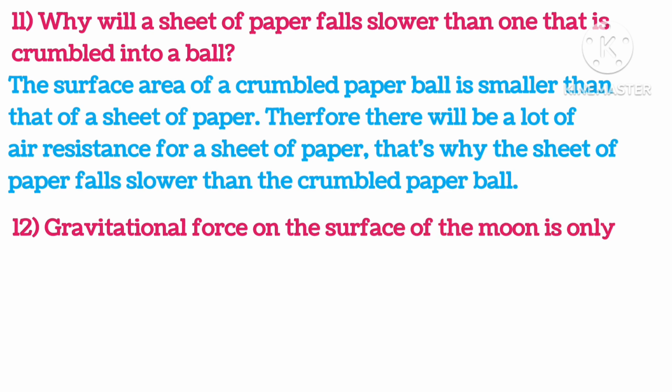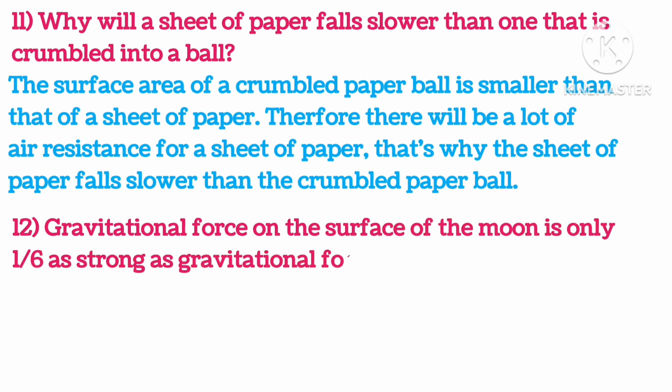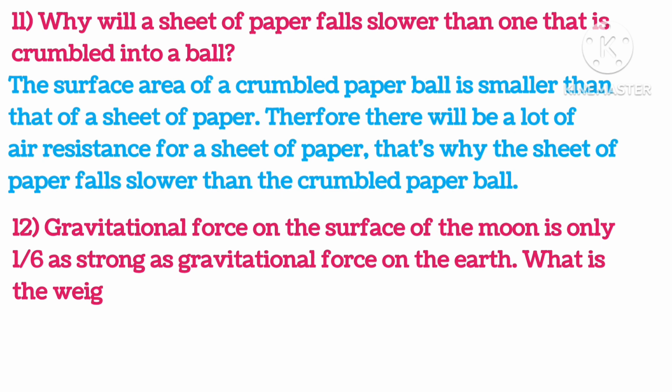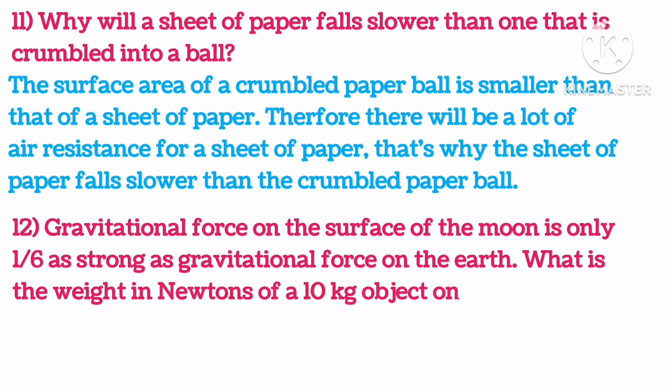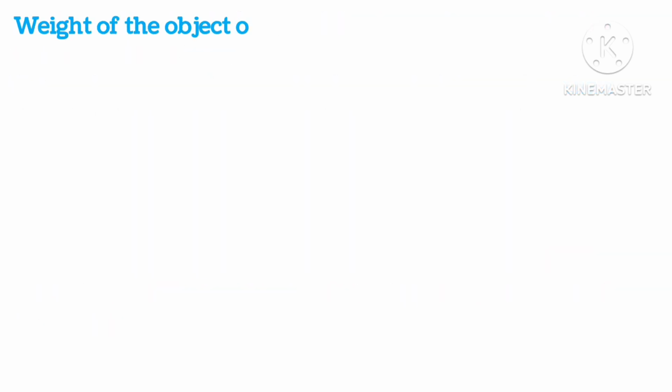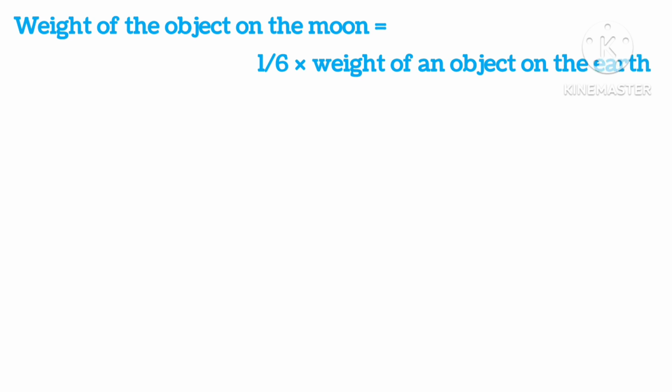Gravitational force on the surface of the moon is only 1/6 as strong as gravitational force on the Earth. What is the weight in newtons of a 10 kg object on the moon and on the Earth? Weight of an object on the moon is 1/6 of weight of the object on the Earth.